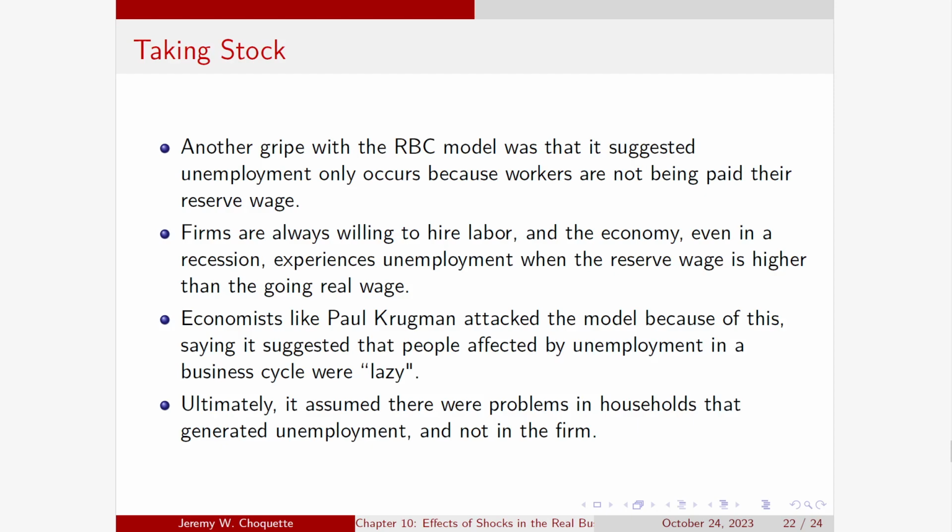So if you've ever heard the name Paul Krugman, my apologies, he was once a brilliant international trade economist. And then he won the Nobel Prize, and he thought he knew everything about economics. But anyways, economists like Paul Krugman just went after the model because of that, suggesting that people affected by unemployment in a business cycle were just lazy or something like that. It's really dumb stuff. Whatever. Look, sometimes the models will make bizarre simplifying assumptions that the intuition may not make a lot of sense, but the predictions generated by the model do make some sense. It's life. It happens sometimes.